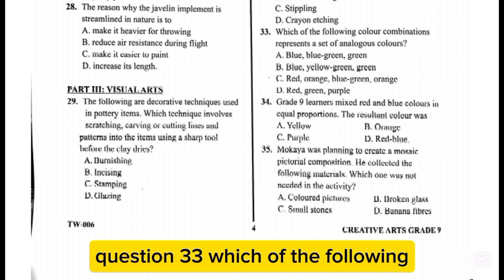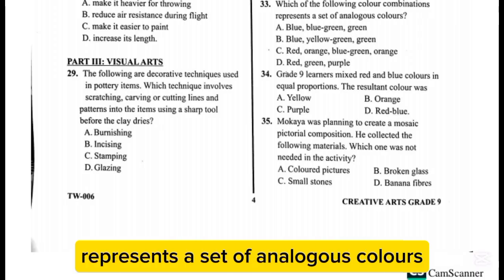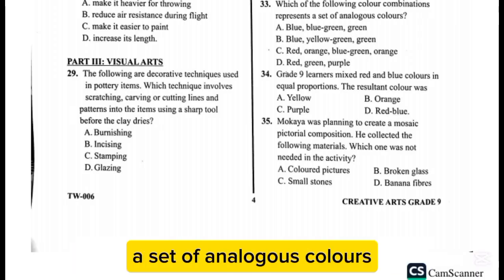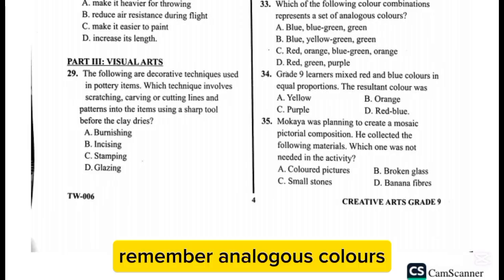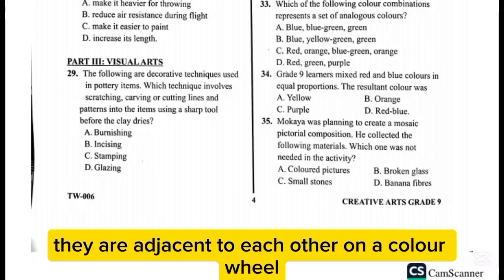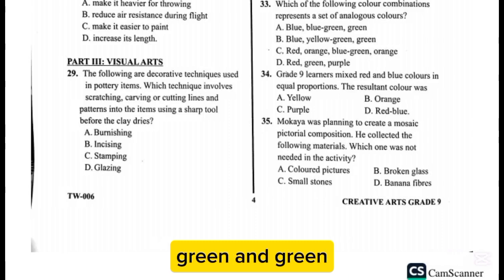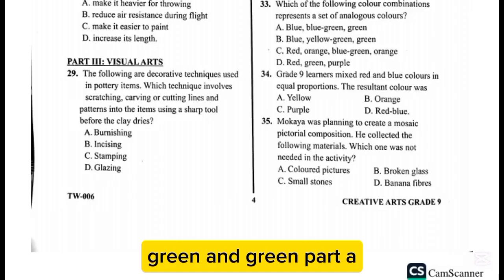Question 33. Which of the following color combination represents a set of analogous colors? Remember, analogous colors are those colors that are adjacent to each other on a color wheel. So we have blue, green, and green, part A.